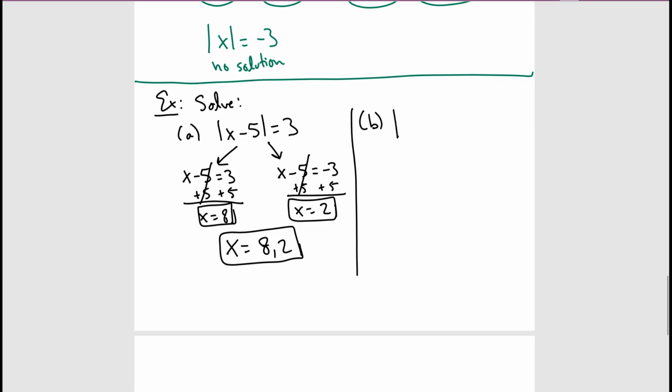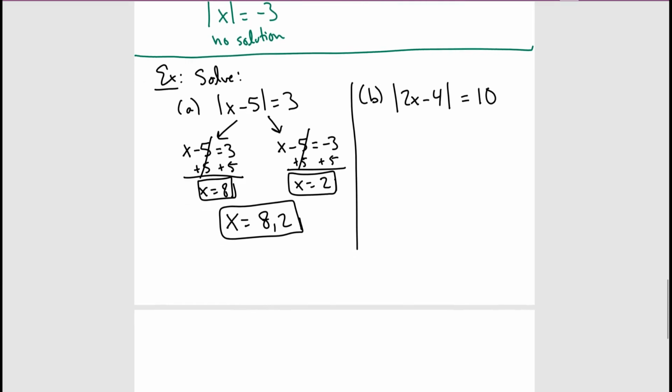Let's say we wanted to do a problem like this: the absolute value of 2x minus 4 is equal to 10. You can go ahead and try it out, or you can just follow along. The first thing I'm going to do is separate it into two different equations: 2x minus 4 equals 10, that's positive, and 2x minus 4 equals -10, that's negative. Now I'm going to add 4 to both sides.